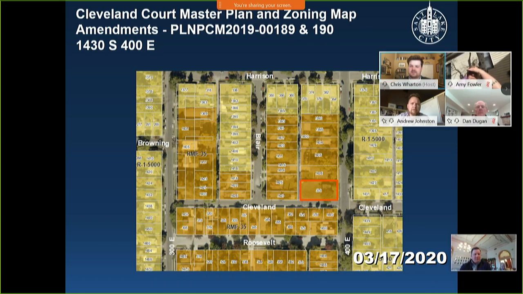Yes. Okay. Yeah, so for this project, we sent out early notification to property owners and tenants within 300 feet of the property. The applicant participated in the Liberty Wells Community Council after we sent out the 45-day notice to the community organization. And the applicant presented the project to them. So those were the two public engagements that we had for this project.